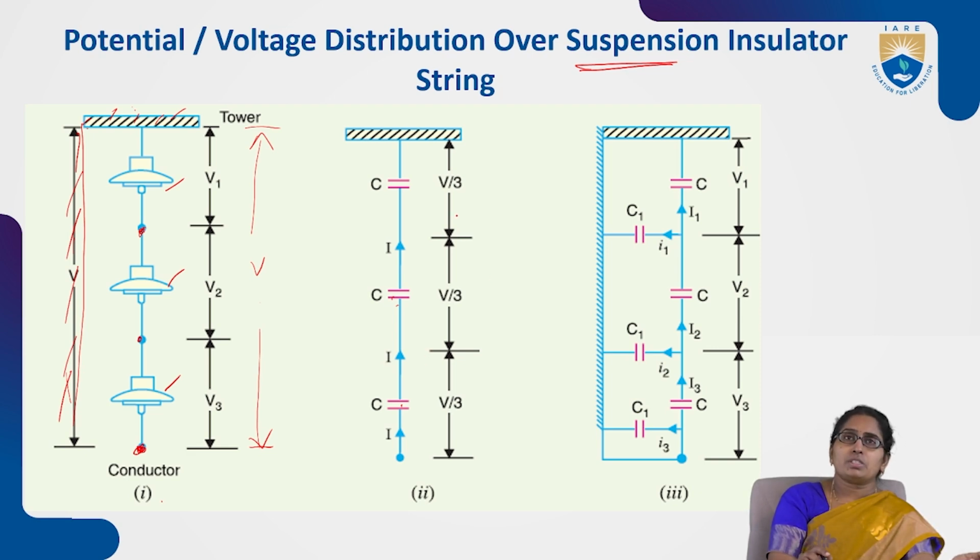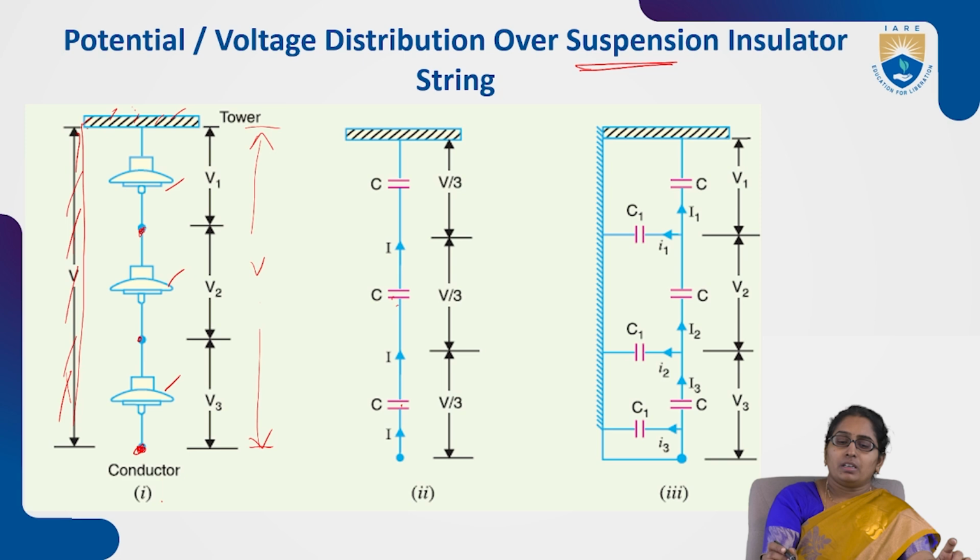So the total voltage is divided into three parts. In terms of V, V by 3 is the voltage across the first unit, V by 3 is the voltage across the second unit, and V by 3 is the voltage across the last, bottom unit. This is how the voltage is distributed over a suspension insulator string.